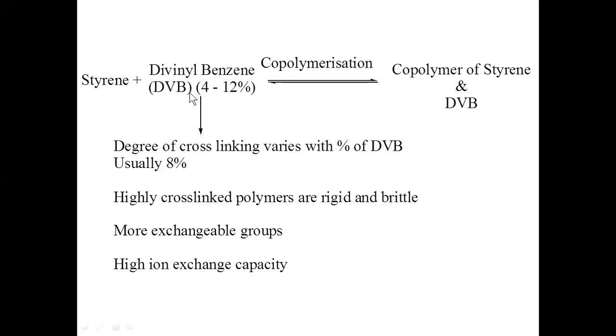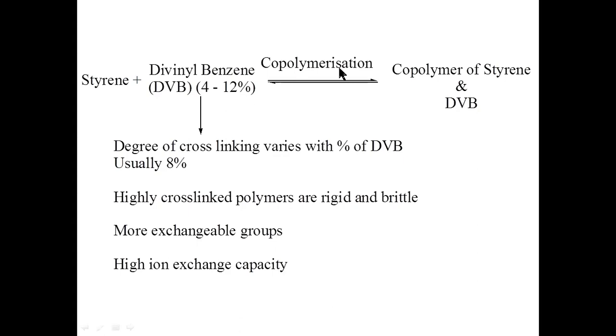Styrene will be mixed with divinyl benzene in the amount of 4 to 12%. A copolymerization reaction will be initiated in order to get a copolymer. After getting this copolymer, we can convert this compound into either a cation exchange resin or an anion exchange resin. The first step is very common: styrene mixed with divinyl benzene, from 4 to 12% of divinyl benzene. Usually 8% will be employed in order to obtain the required cross-linking to get a brittle and rigid resin with more exchangeable groups and very high ion exchange capacity.